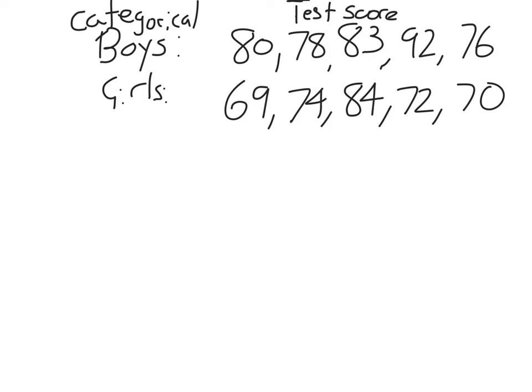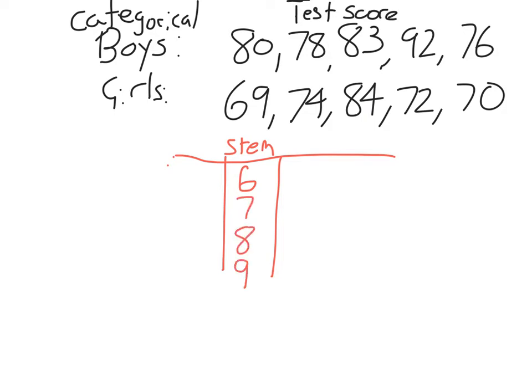So what we can do for that, we might use a back-to-back stem and leaf plot. It's very similar to a normal stem and leaf plot. You still have the stem. The stem is essentially the number of tens. So here I'm going to start at 6 and go up all the way to 9. You just put each category, one on the left and one on the right, and you do it exactly the same way as a normal stem and leaf plot you did in Year 7.